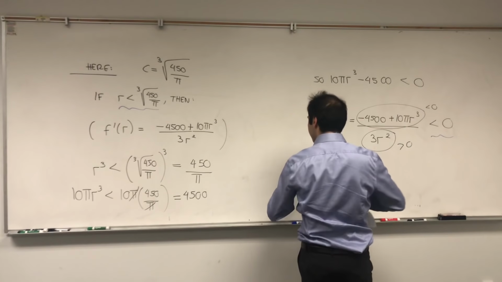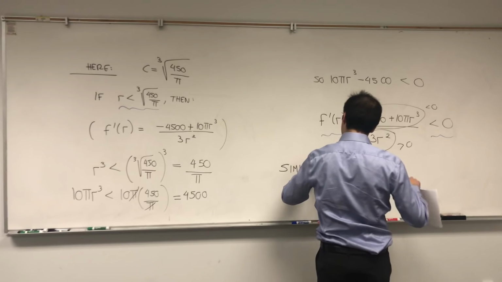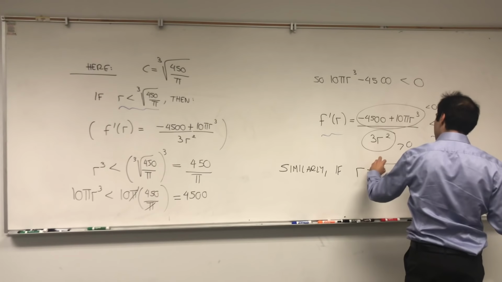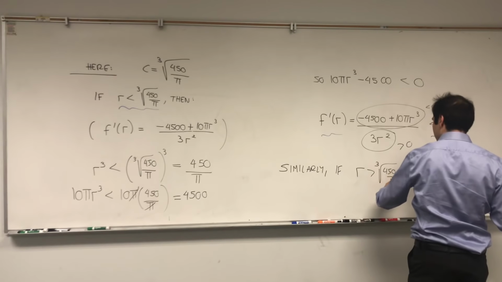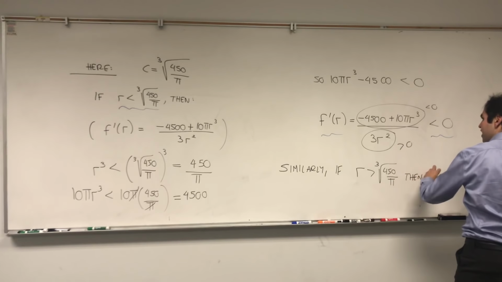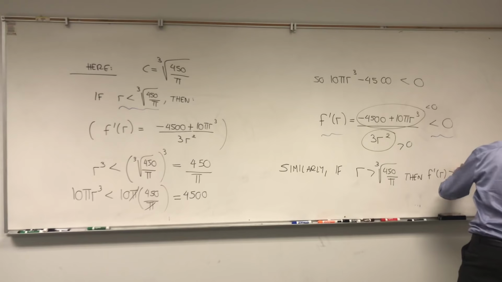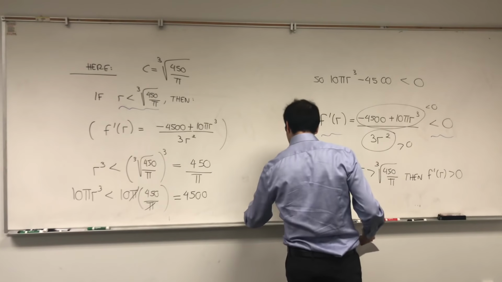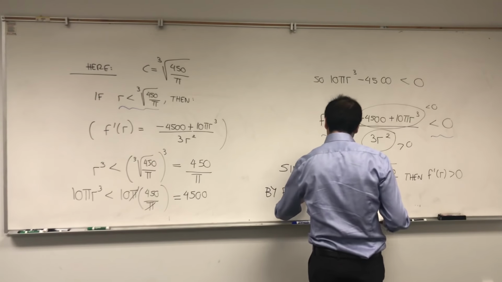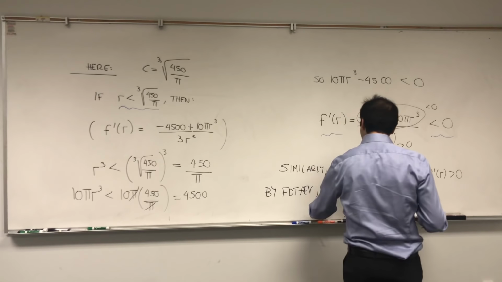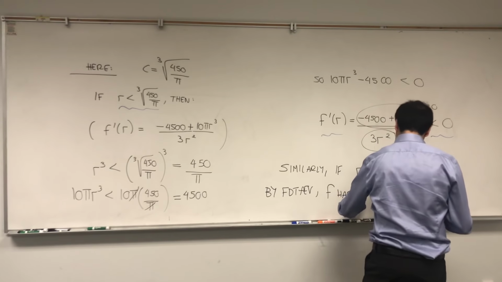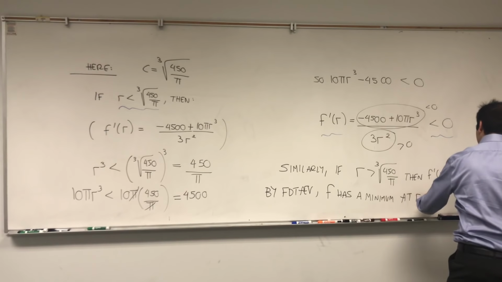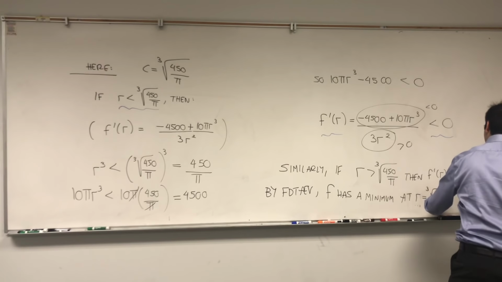And similarly, you can show if r is greater than the critical point, then f prime of r is positive. So really, by this FTAEV, f indeed has a minimum at your point r, which is cube root of 450 over pi.